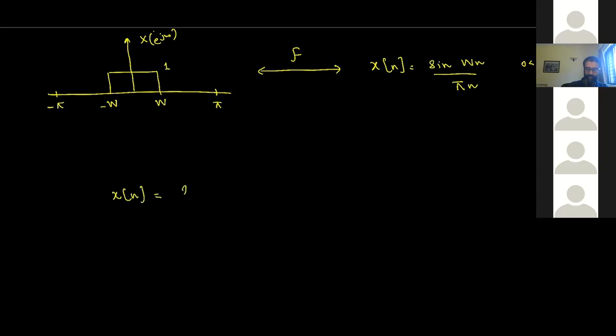Second question was: what if I give you another signal, which is x of n, a sinc pulse, which is sine wn divided by pi n, and let's say pi is less than w is less than 2 pi. What is x of e raised by j omega? So what do you think it would look like?